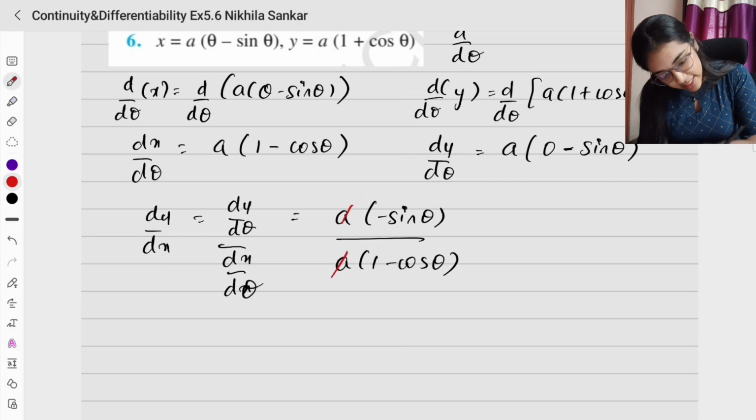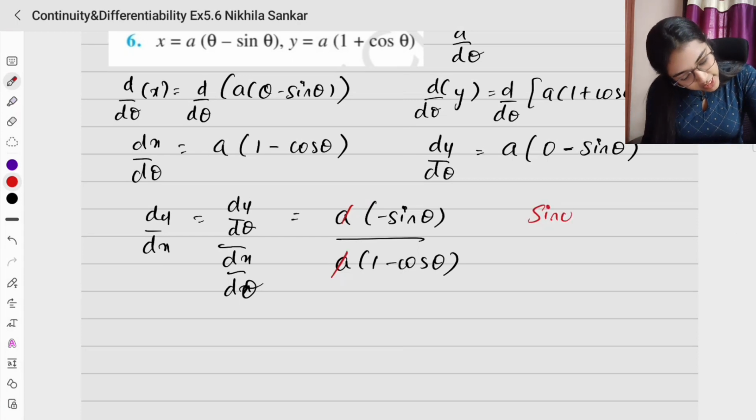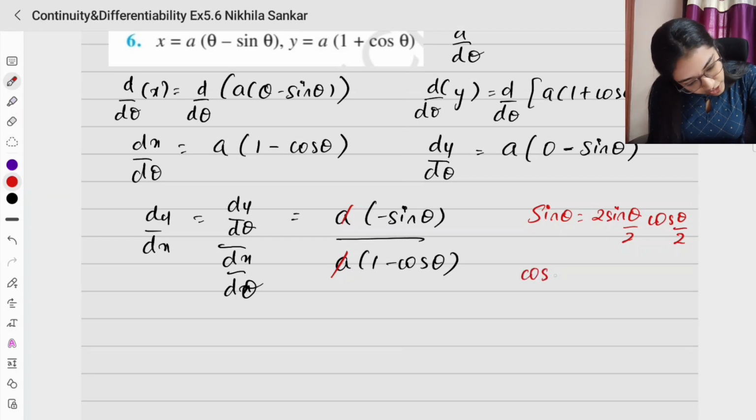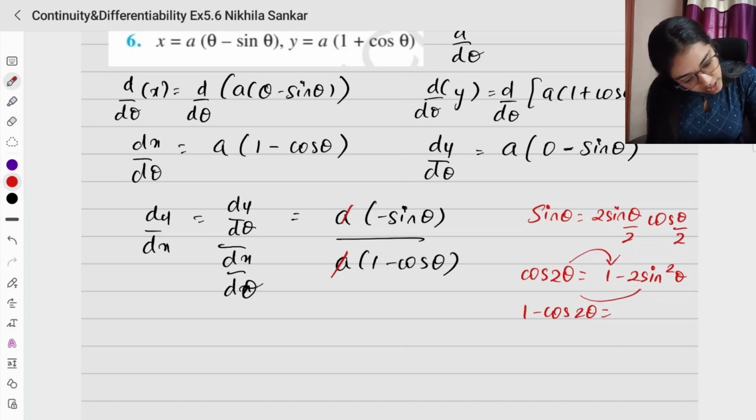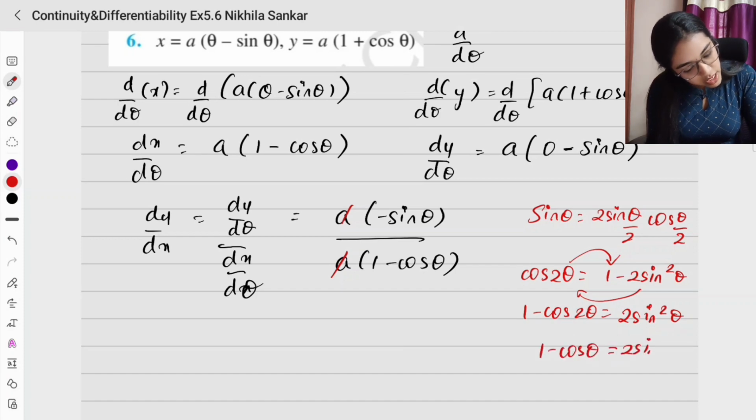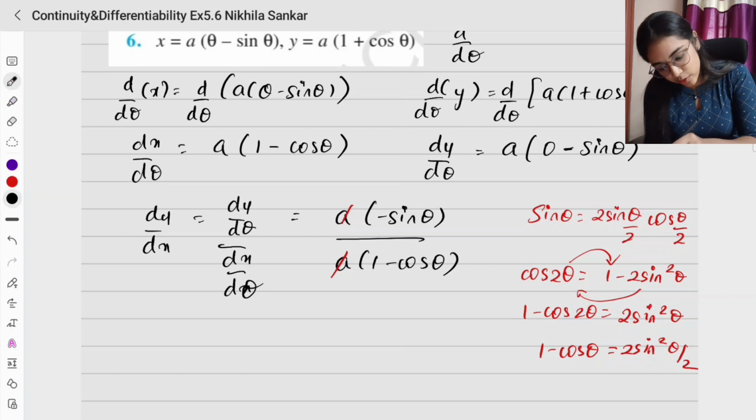So the a and the a get cancelled. What relations do I know for sin? Sin theta equals 2 sin theta by 2 cos theta by 2. It is very similar to what we solved in the previous question. And for the 1 minus cos theta, what relation do I know? Cos 2 theta is 1 minus 2 sin square theta. So 1 minus cos 2 theta is 2 sin square theta. So 1 minus cos theta is going to be 2 sin square theta by 2. Okay, so this I can further simplify.